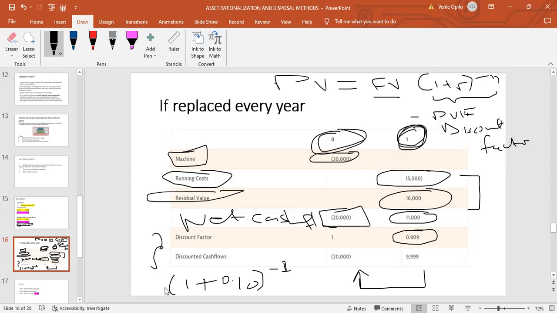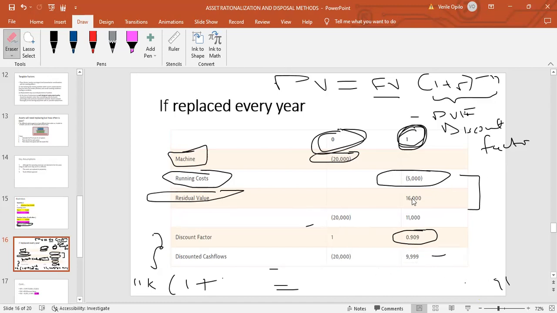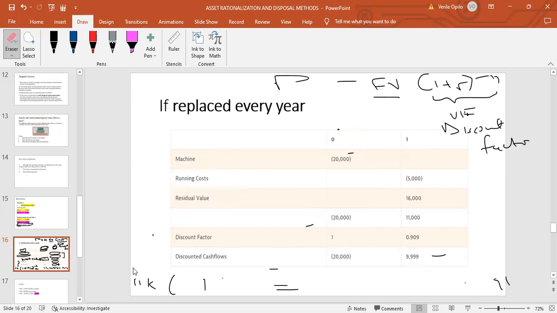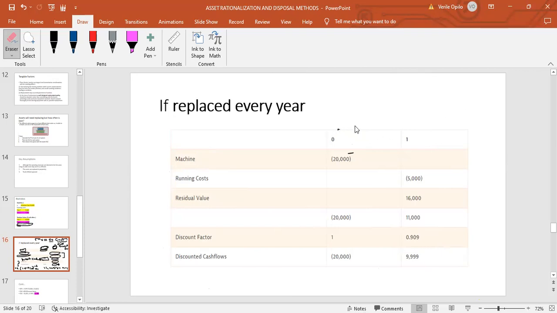So therefore, we discount this cash flow. We say the future value is 11,000. So 11,000 multiplied by this value of 0.9091 should give us a total of 9,999. This is now how much the net cash flows receivable in year 1 are worth. If we were to sell this asset in year 1, that is how much the business is going to incur. So 0.9091 is multiplied by 11,000, and this is going to give us 9,999.